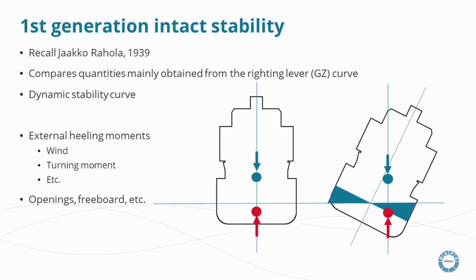So let's recall what Rahola did in 1939. He proposed to use two different curves for measuring the stability. From these, the GZ or righting lever curve was the first one, and the second one was the integral, or the dynamic stability curve. Then, depending on the criterion, we also apply external heeling moments, such as for example wind or a turning moment, and so on. Additionally, some of the values measured from the curves are restricted by openings, freeboard immersion, and so on.